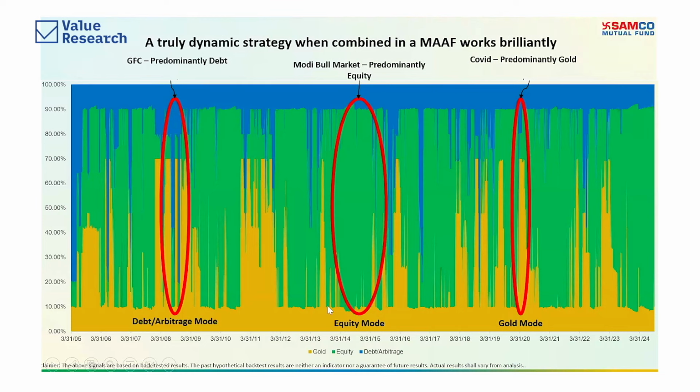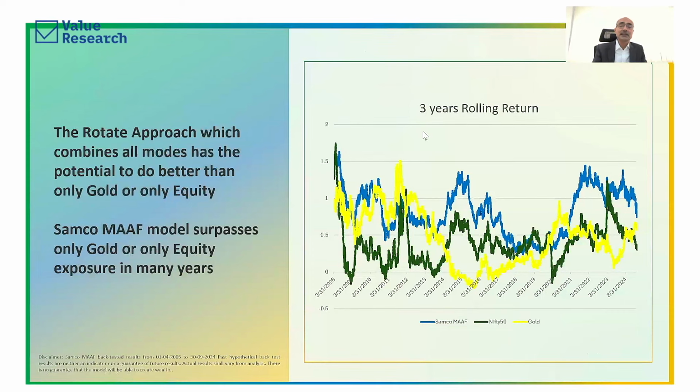In 2014-15, when the Narendra Modi government came back for the first time, it was all equity, up to 80% equity. In COVID times also, if you see, briefly gold had gone into 70%. And at times the fund has also gone into debt arbitrage mode. If gold is down, equities are down. So this is how dynamic management this multi-asset allocation fund will have.